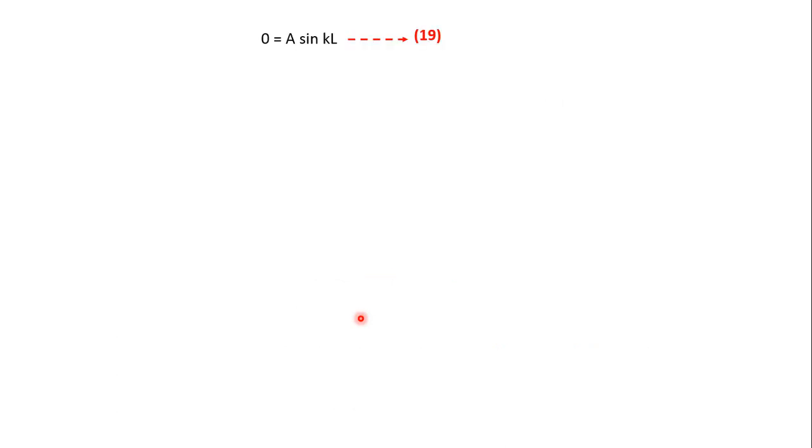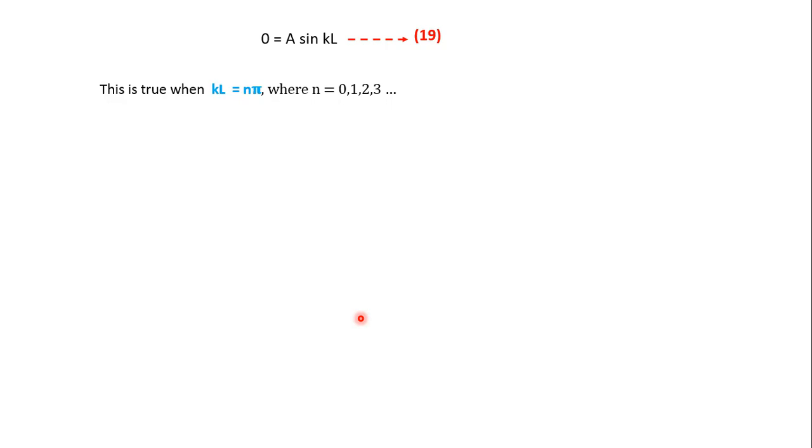This is true when KL is equal to n pi, where n can take values 0, 1, 2, 3, etc. This is a stage where quantization is introduced. Quantization is the condition when only certain values are permitted, and not all the values are continuously permitted. Only when n is equal to 0, 1, 2, 3, KL will be equal to n pi.